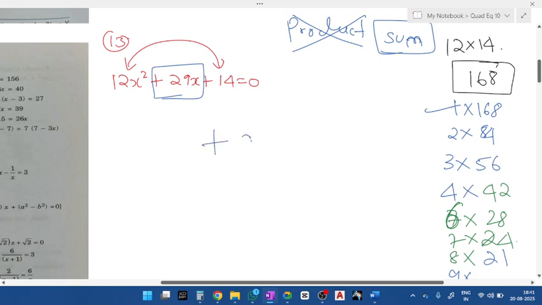You should get plus 29. What about 2 and 84? Do you add and subtract, do you get 29?